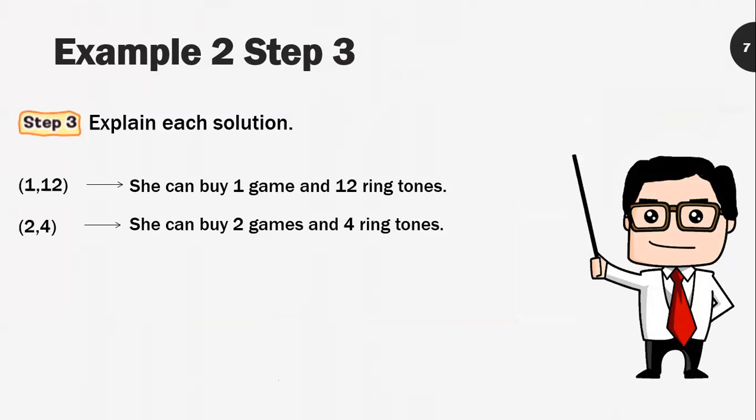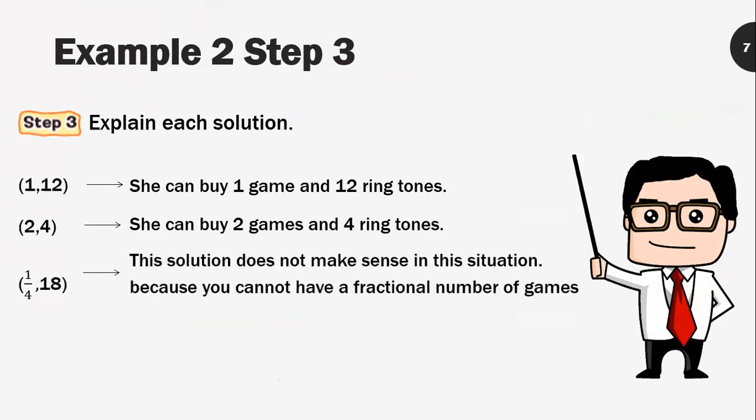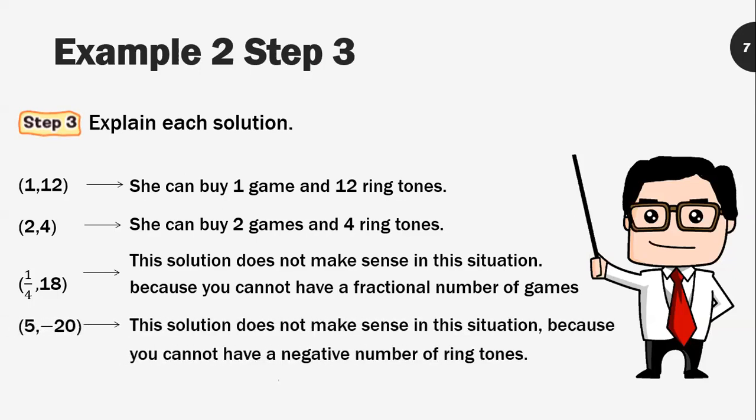(2, 4) means you can buy two games and four ringtones. But (1/4, 18) is impossible, so it doesn't make sense because you cannot buy a quarter of a game. You need to buy a whole game, one completed game. So this solution doesn't make sense, so we'll ignore it. (5, -20) also doesn't make sense because you cannot buy -20 ringtones. As you have learned, any quantity should always be positive.